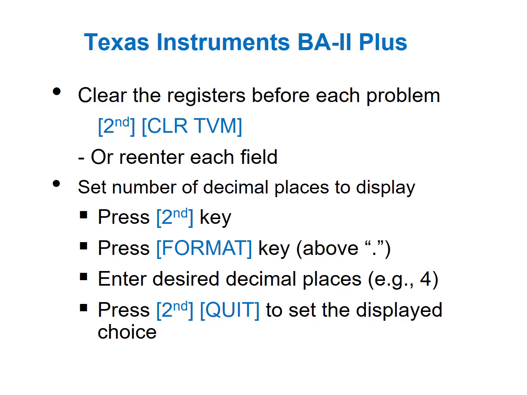You want to have your results display a reasonable number of decimal places, and I think 4 is a good choice. To set your calculator to 4, press the second key, press Format, press 4, and press the Enter key. Press the second key and quit, and it'll lock in 4 decimal places.